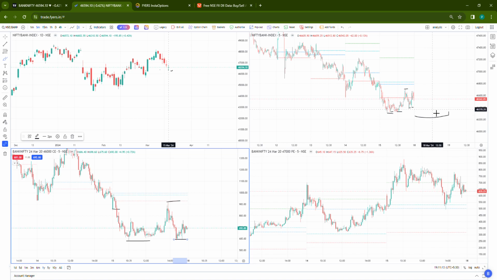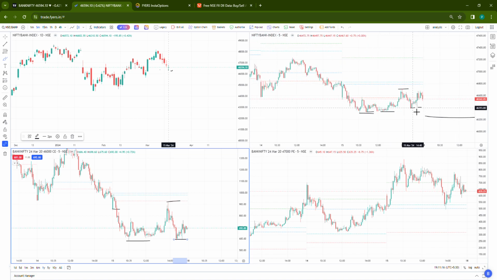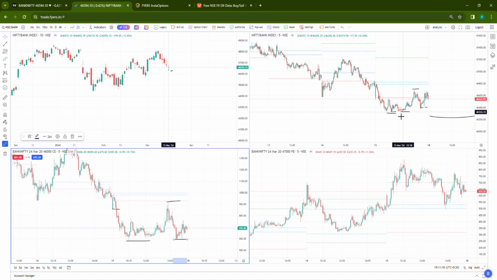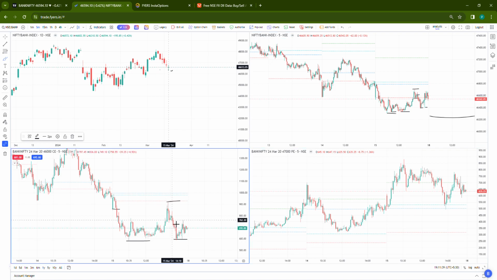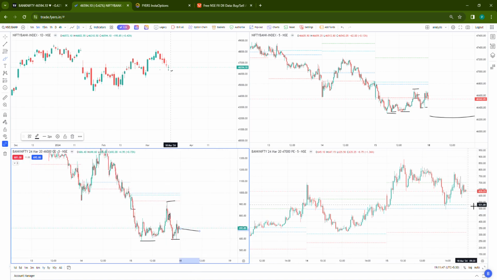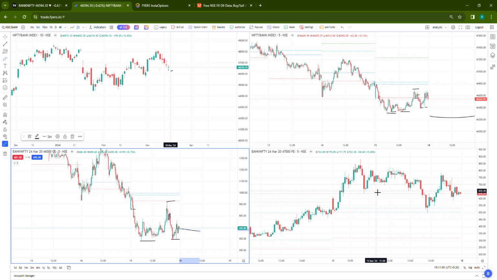But Bank Nifty was trading comfortably above the day's low and was making higher lows, while here the higher low was broken. The retracement from here till here is too much when compared to this one. The price closed here, but the option price closed way below. So there is weakness on the call side.